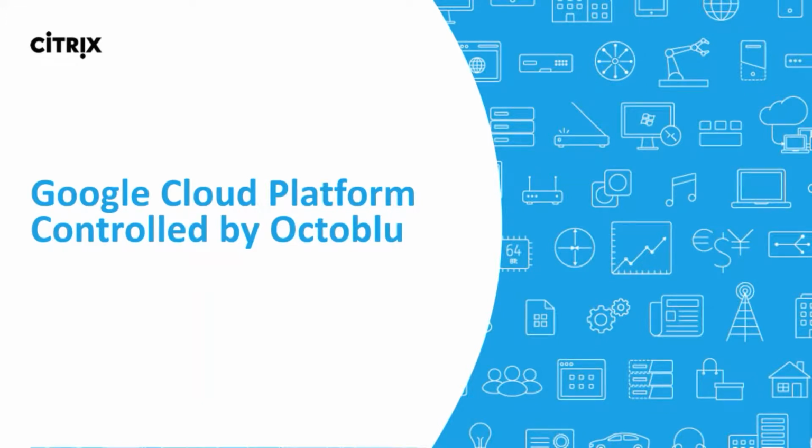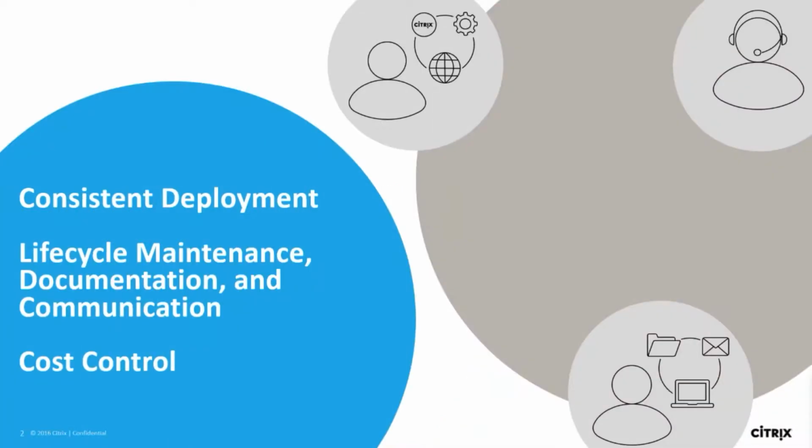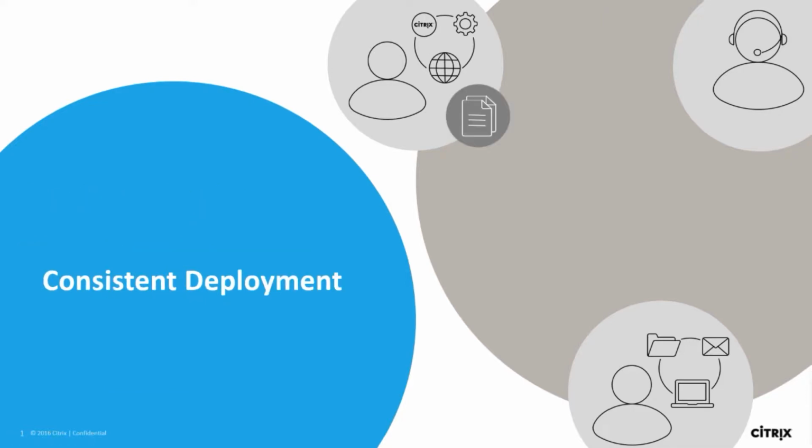Let's take a look at Google Cloud Platform controlled by Octoblu. The problems we're going to solve are: 1. Consistent deployment, 2. Lifecycle maintenance, documentation, and communication, 3. Cost control.